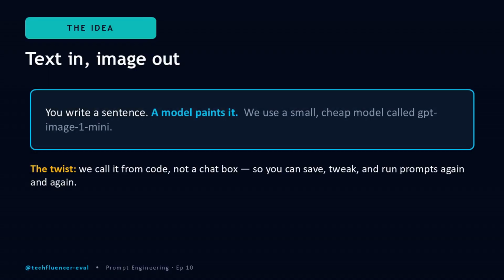So what is actually happening here? You write a sentence, and a model paints it. We will use a small, cheap image model, nothing fancy. But here is the part most tutorials skip. We are going to call it from code, not from a chat box. Why? Because code means you can save your prompts, tweak one word, and run them again and again. That is the difference between playing and actually building something.